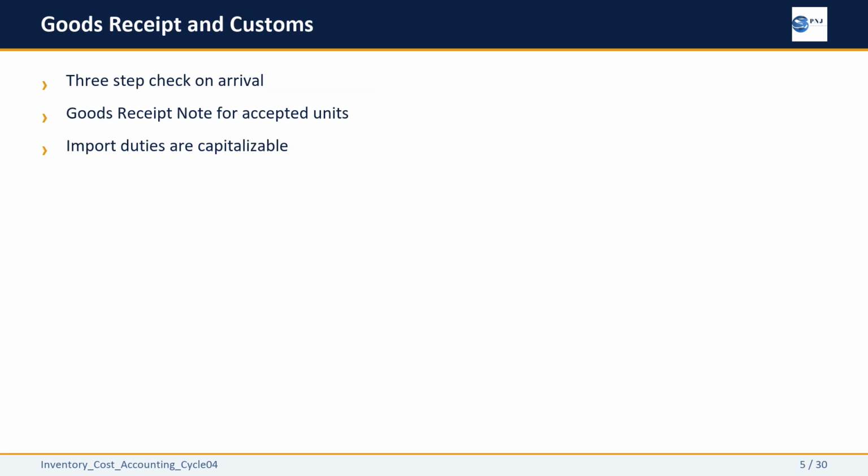When goods arrive, a 3-step check follows: quantity against the PO, quality against specification, and condition for transit damage. The goods receipt note, the GRN, is raised only for accepted quantities and uninspected stock waits in quarantine. For imports, customs clearance comes first, and the HS tariff code sets the duty rate. Here is a trap worth remembering: import duties are capitalizable into inventory, not expensed. Route them through an expense account, and you understate inventory and distort COGS timing.